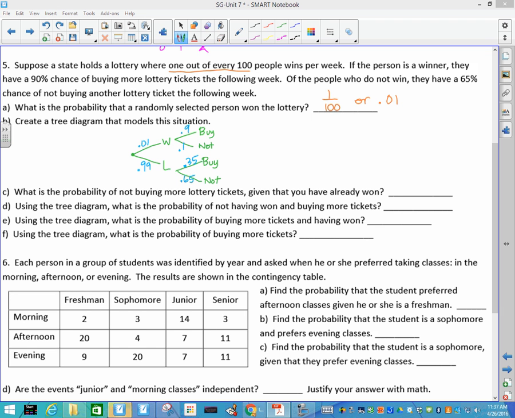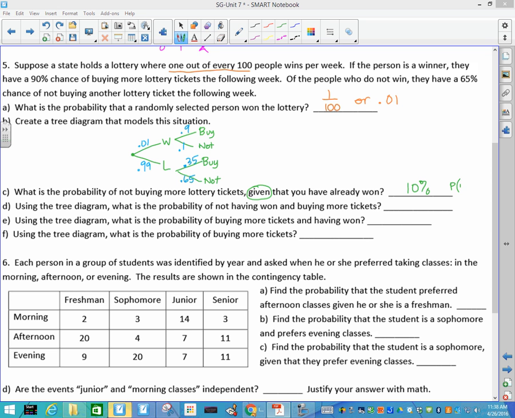So to answer the question, what is the probability of not buying more lottery tickets given that you've already won? So not buying, given that you've already won, is up here, and which one of these is not would be the 0.1 or 10%. Again, I'll take either one.